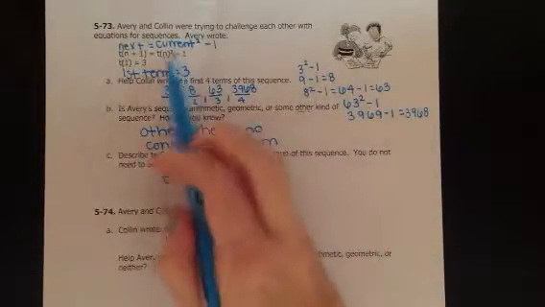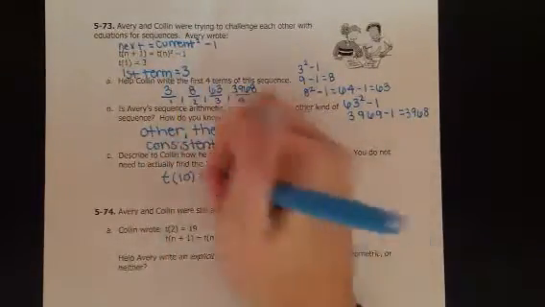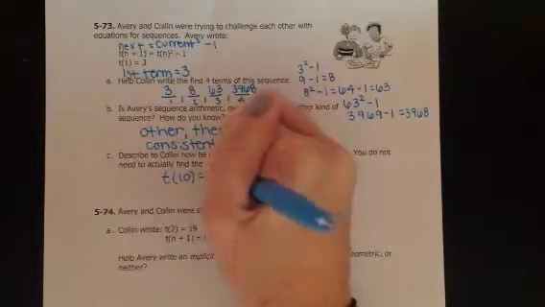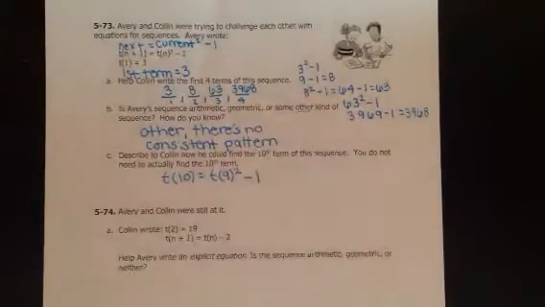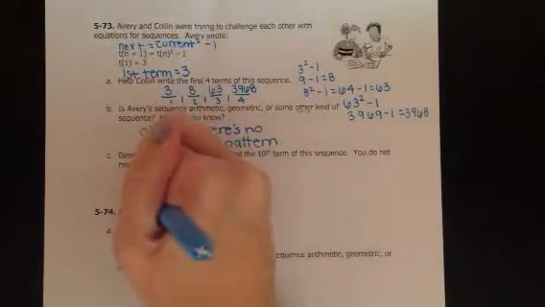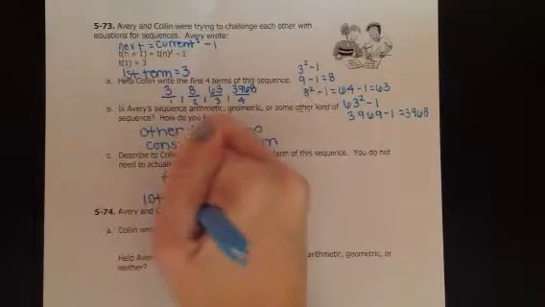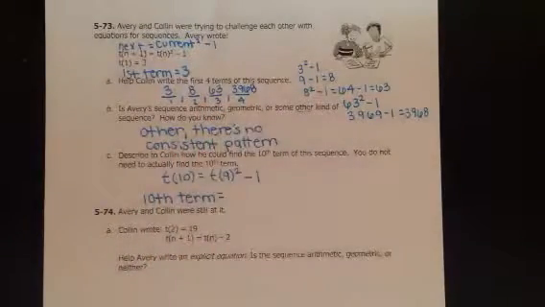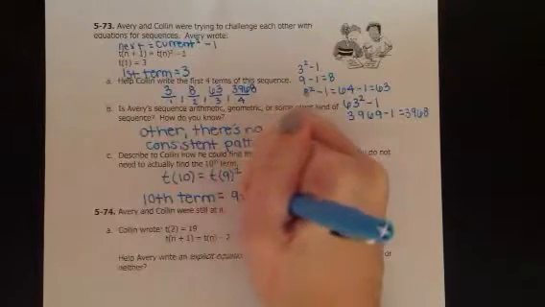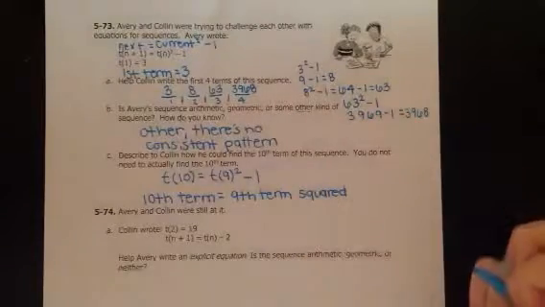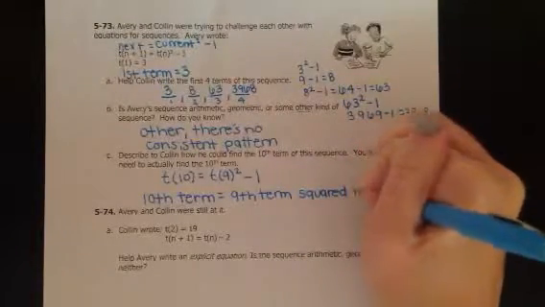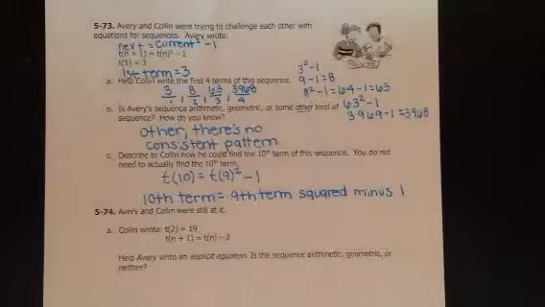So if we're looking at that t of n squared, or our current term squared, our current term is going to be the 9th term. So t of 9, we're going to square it, and then subtract 1, just like we did first. So in other words, in real words, 10th term equals 9th term squared. And then our last part, minus 1. So 10th term, we would take the 9th term, square it, and then subtract 1.